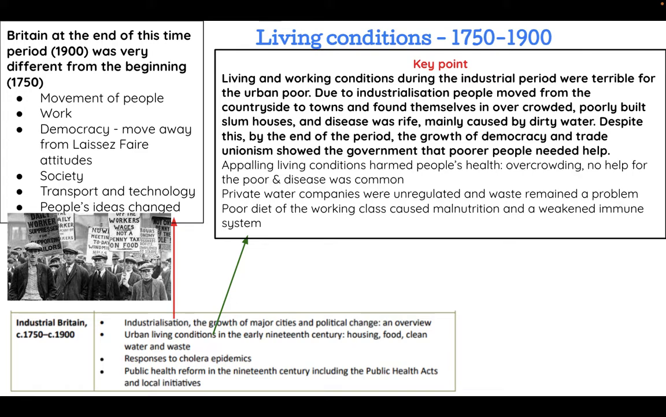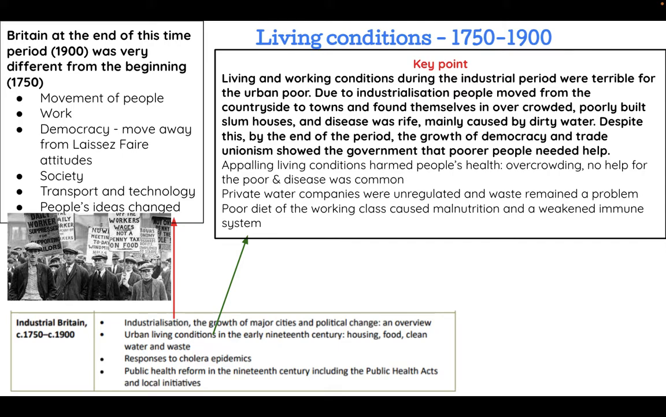Also, private water companies were unregulated and waste remained a problem. And this is a feature that we see throughout many of the time periods of the course that we are studying. So water companies sourced their water from ponds, rivers and streams. The water was often dirty and unhealthy. Typhoid and cholera were prevalent. These typhoid and cholera were waterborne diseases.